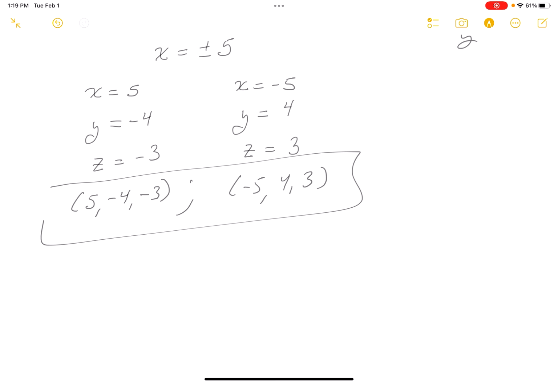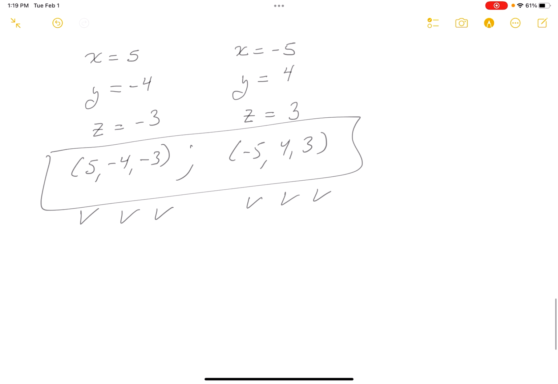Put a little box around that, indicating I'm done. The question is am I right? And certainly I could check it with the original problem if I want. But I'm just looking at my answer key where I wrote these answers down. 5, minus 4, minus 3, minus 5, 4, and 3. I'm doing pretty good. All right?